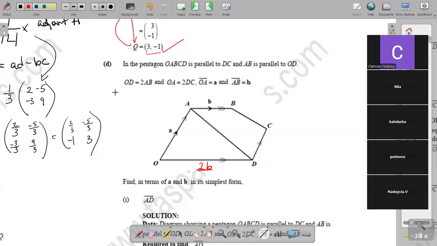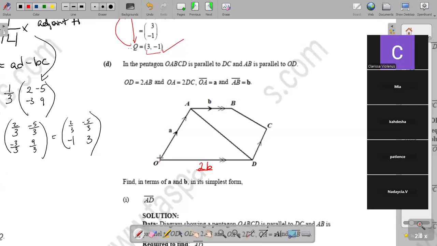OD. I think they made a mistake with this. Oh, no, it's correct. OD is 2AB. From here to here is twice the amount for AD. So that means if here is B, here is double, which is 2B. Yes, that's correct. Let's look at the other one now.